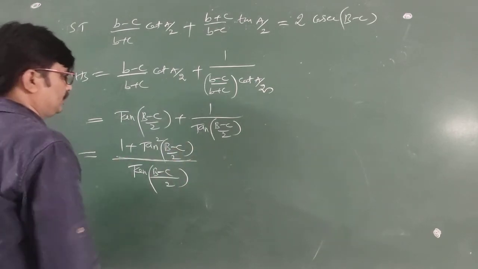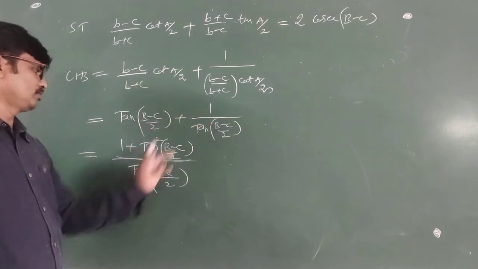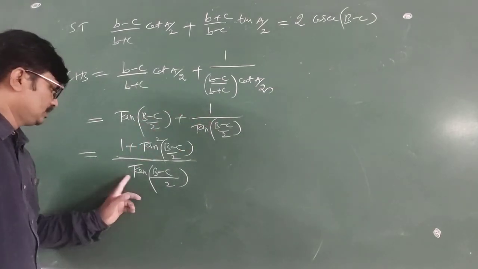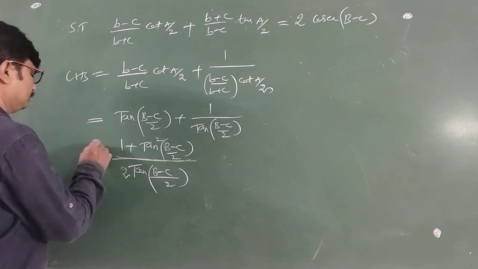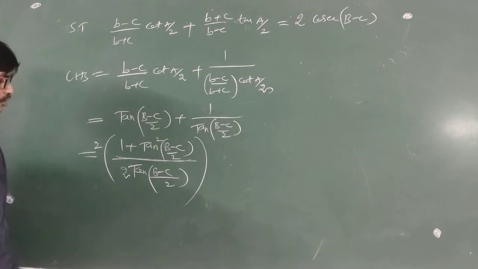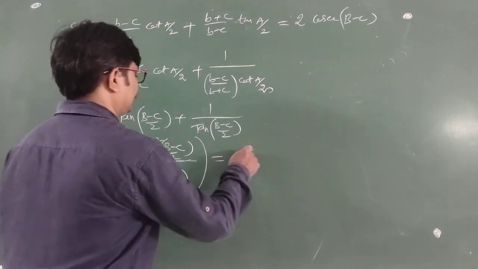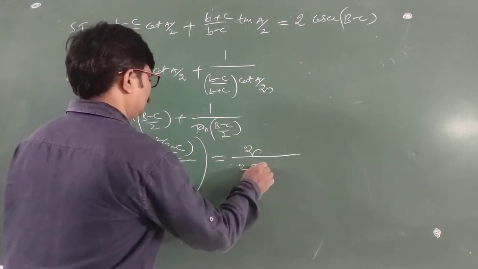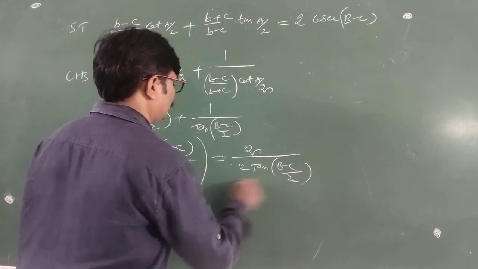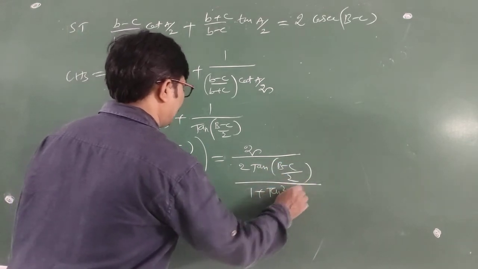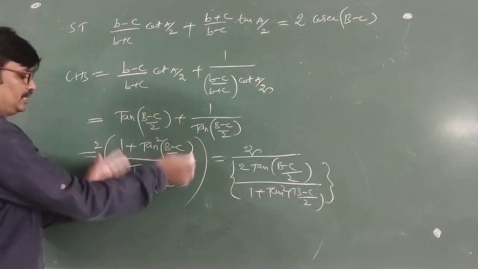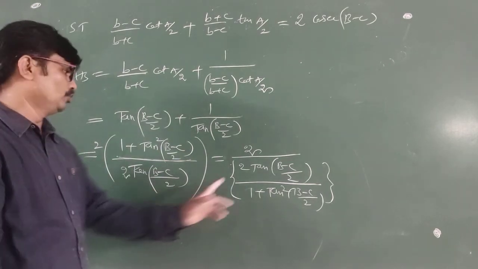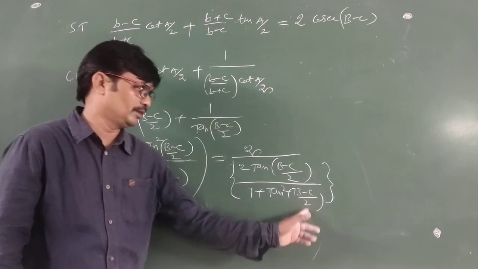So students, how can you write this? Tan into tan is tan square, 1 plus tan square B minus C by 2. This is the tan of B minus C by 2. So students, we can write it as into 2 and by 2. Is it clear students? Everybody knows that 2 tan A by 2 by 1 plus tan square A by 2. We are just taking, students, 2 by 2 tan B minus C by 2 upon 1 plus tan square B minus C by 2. This term is completely sent to the denominator. So this is 2 tan B minus C by 2 by 1 plus tan square B minus C by 2.